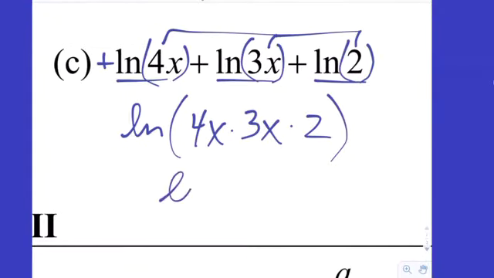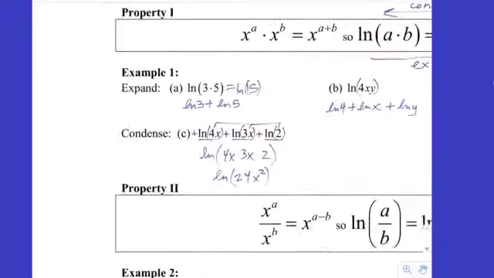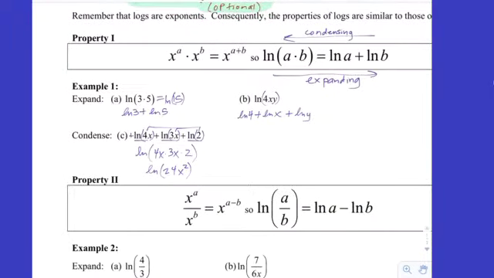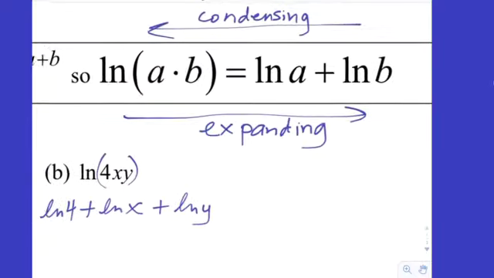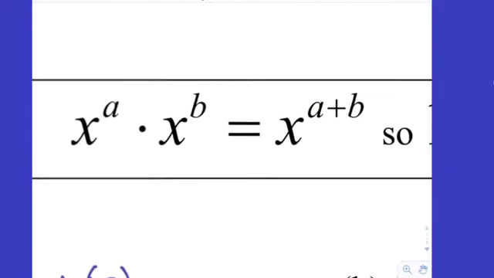Of course, now you can simplify that. That's the natural log of, if you multiply all the numbers together, you get 12 times 2 is 24, x times x is x squared. And you're done. It's like playing an accordion, right? Expanding, condensing, expanding, condensing, expanding, condensing. All right, so there's 3 examples from property 1. Products turn into sums, right? And it comes from this rule of exponents.